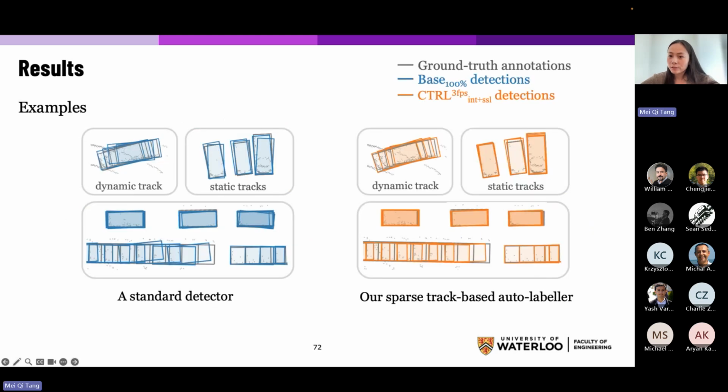Before we conclude, here are some visual examples of how our method performs compared to the standard detector. On the left are detections from a standard detector that uses fully labeled sequences. We can still see some jerkiness in both stationary and dynamic cases. On the right, we have refined detections from our control int SSL that only used sequences labeled at 3 frames per sequence, which is only 1.5% of the training set. We can see that the tracks are much smoother for both stationary and dynamic cases.